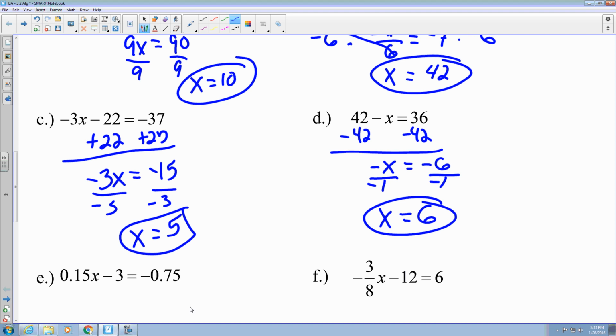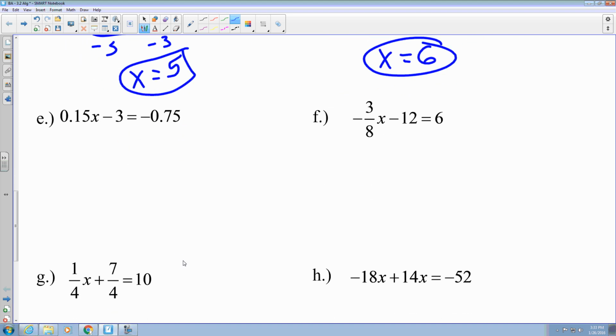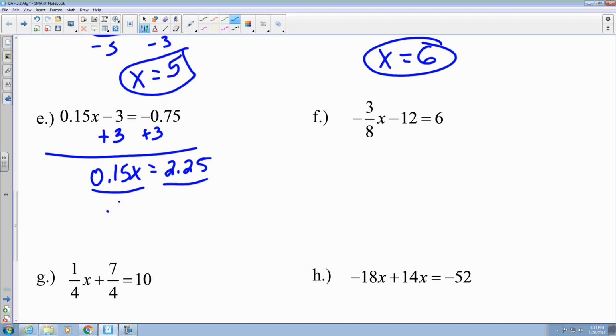Now, same thing goes for these values here. Just because they're decimals doesn't change anything. You're just going to add 3 to both sides here. So I have 0.15x on the left. It's going to equal negative 0.75 plus 3, which gives me a positive 2.25. And then from here, I'm going to divide both sides by 0.15. When I divide by 0.15 on both sides, I get x equals 15.